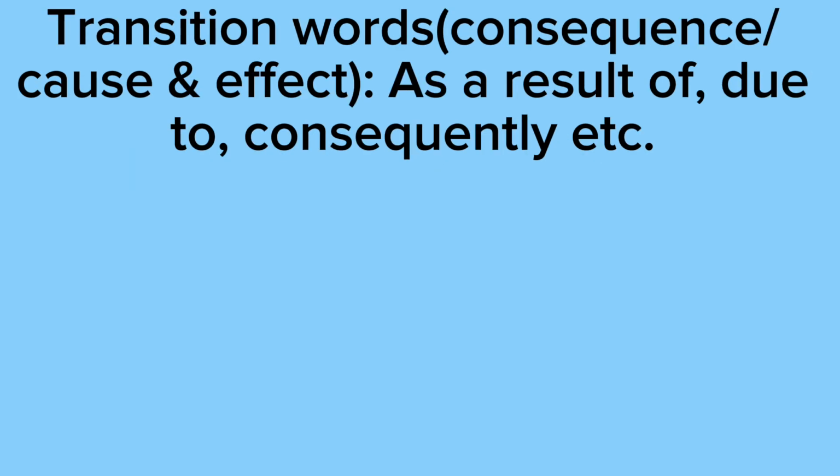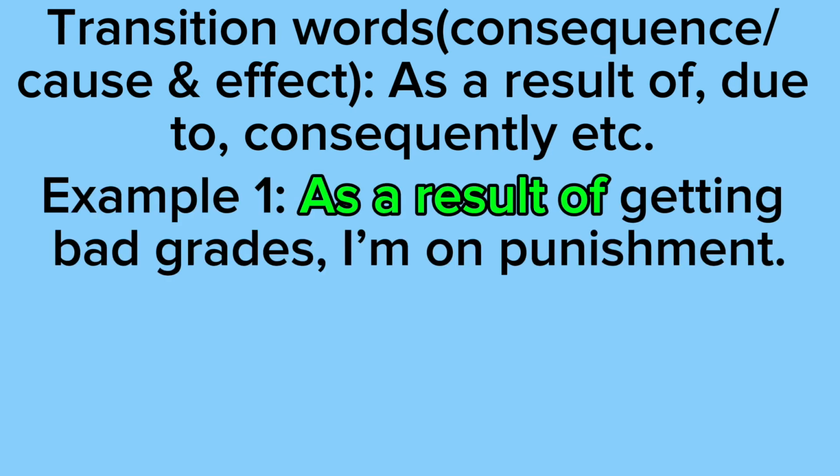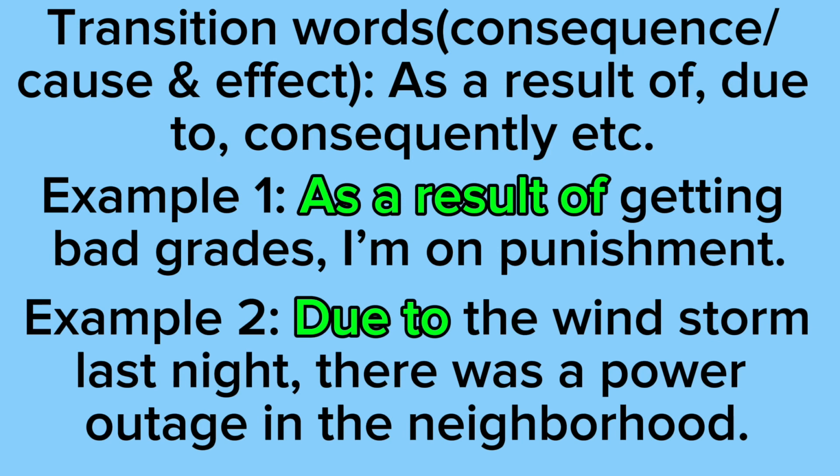Next, we have transition words of consequence, also known as cause and effect. These are transitions like as a result of, due to, consequently, and so on. So example 1 says, as a result of getting bad grades, I'm on punishment. So the bad grades were the cause, and being on punishment is the effect. Example 2 says, due to the windstorm last night, there was a power outage in the neighborhood. So the windstorm is the cause, and the effect is the power outage.